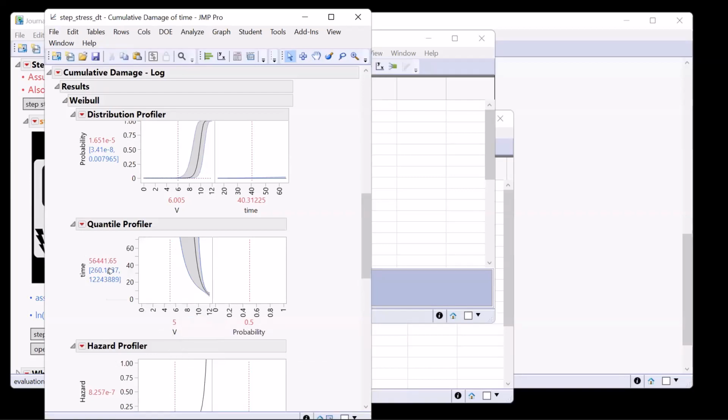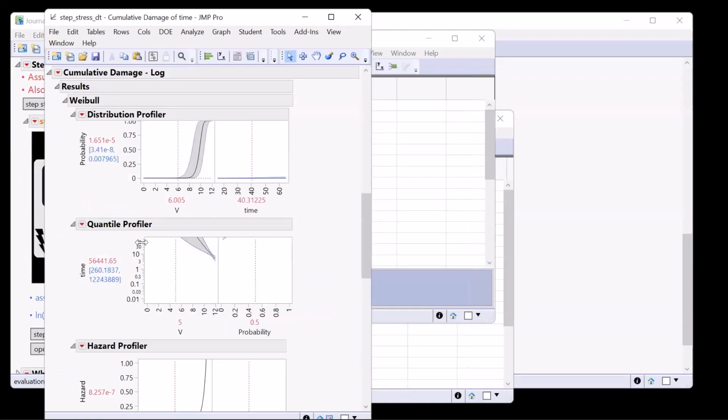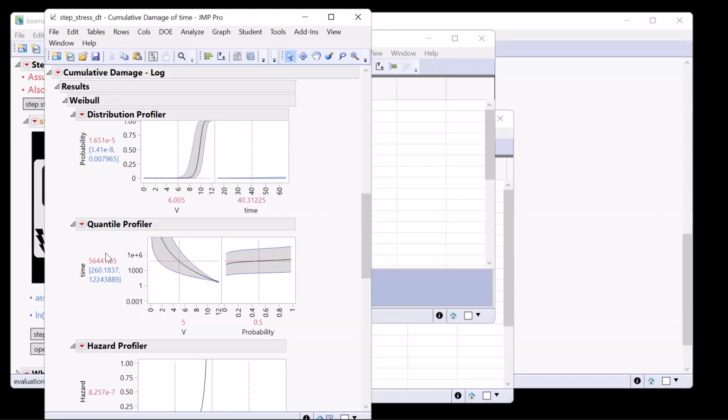And maybe I don't like this. I want to change this, so I can double click here quickly and just change this to a log scale. Say OK. And I can just drag this down so I can see it. And it's lasting about 56,000 hours at 5 volts. So I would expect 50% of my population to have failed after 56,000 hours if I keep it at a constant voltage of 5 volts. Okay, that's where the rubber hits the road. This is where you're actually going to find out what's going on and you're evaluating your process.